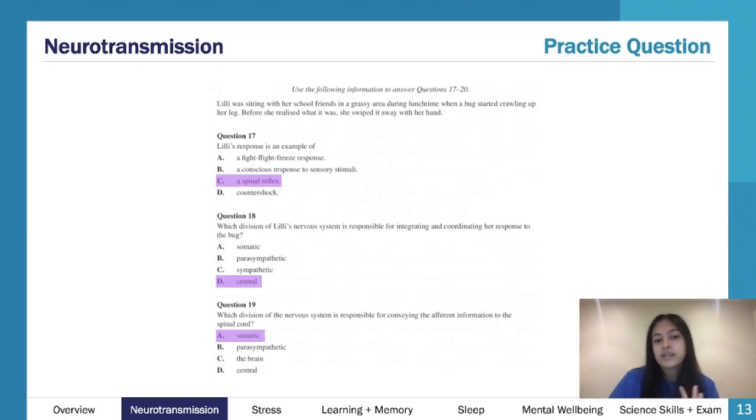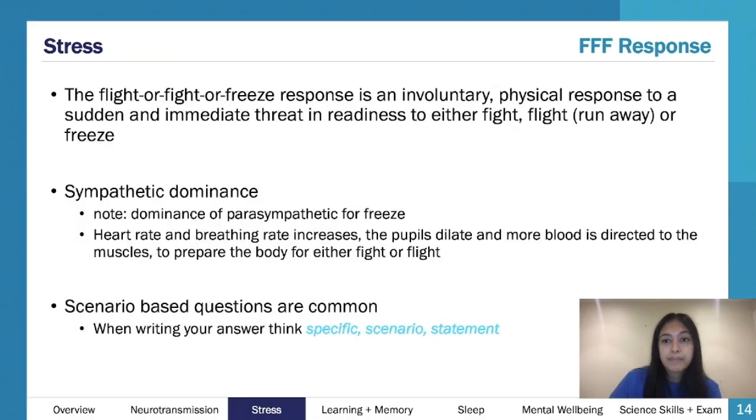That's what we're thinking about there. And then so the brain and central, obviously they're part of something else. So hopefully that makes sense. Okay, moving on to stress.